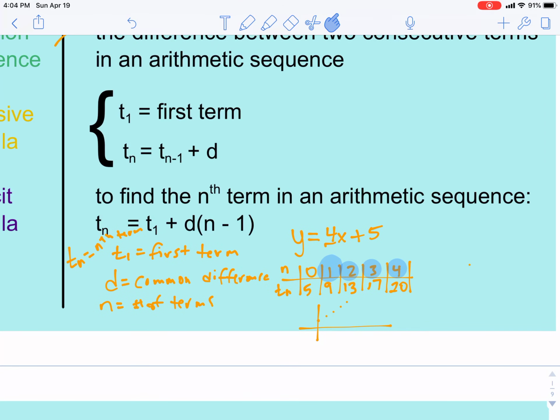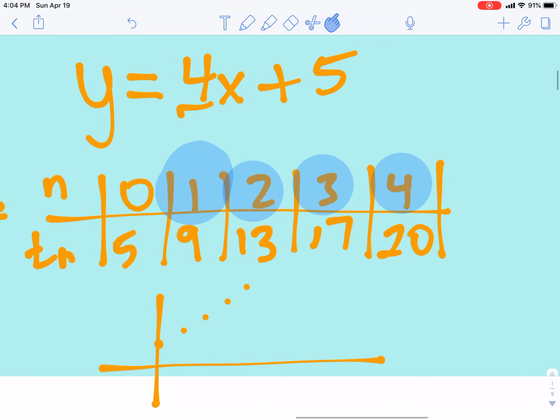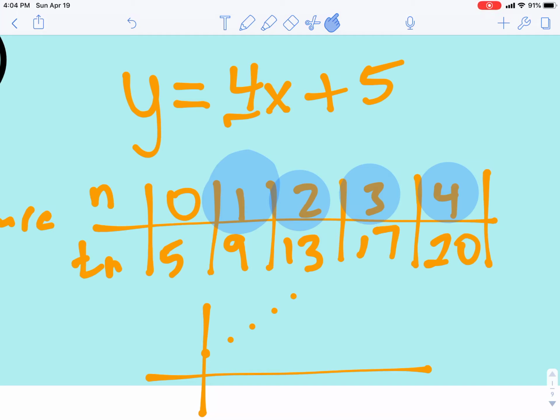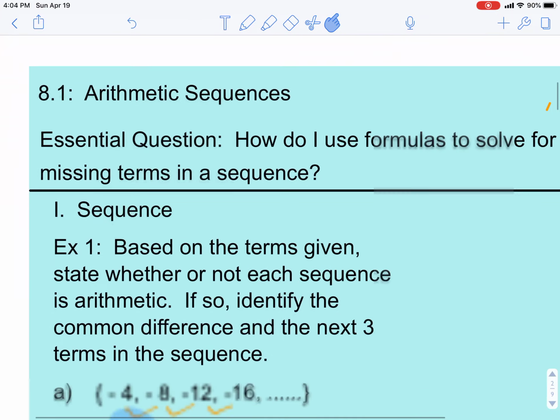Way back here, we just wrote something in slope-intercept form. Now, we just have to use this. If I wanted to find out what y was when x was 50, all we would have to do is plug in 50, do 50 times 4, and then add 5 to it. Same thing on the one that we're doing right now: I want to find the 50th term.